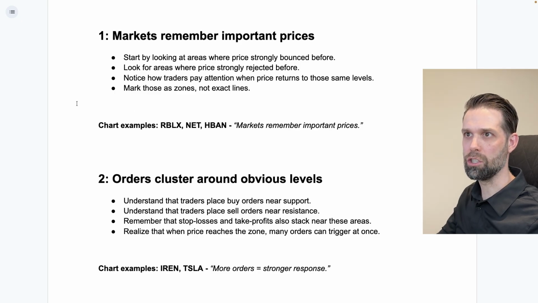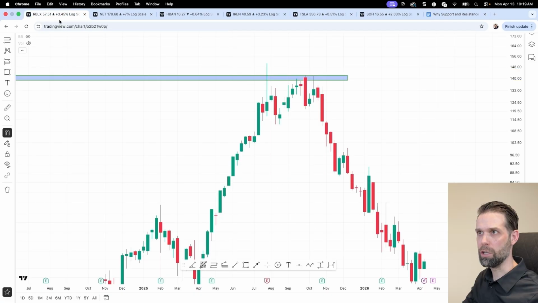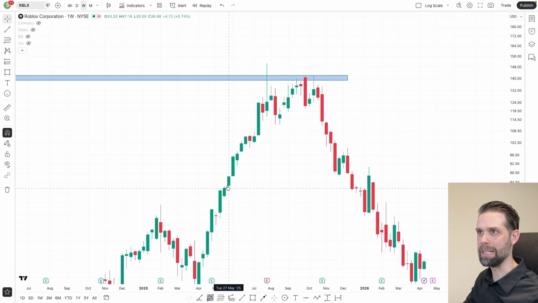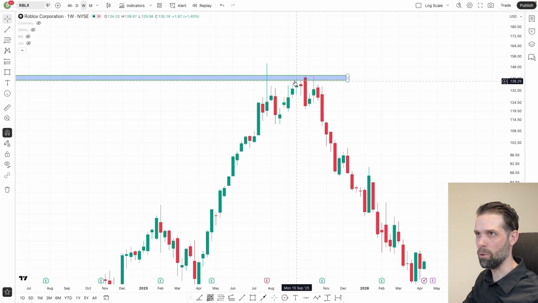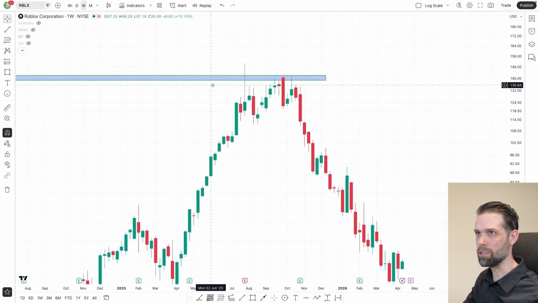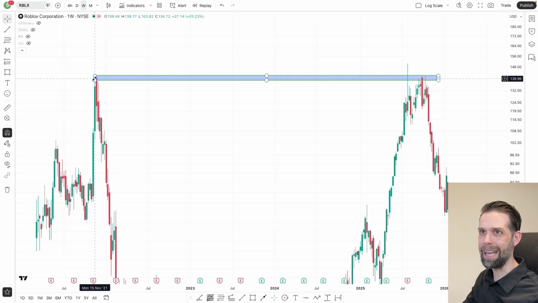If we jump over to the chart, there are three examples here that clearly show that the market remembers some prior important prices. The first stock we're looking at is Roblox, and we can see that in the fall of 2025, we ran up to this area, which we would call resistance, where selling pressure came in and the stock has basically been sold off. If we take this high point and look left, we can see that in the past, this stock had a previous all-time high right around the 140 mark.